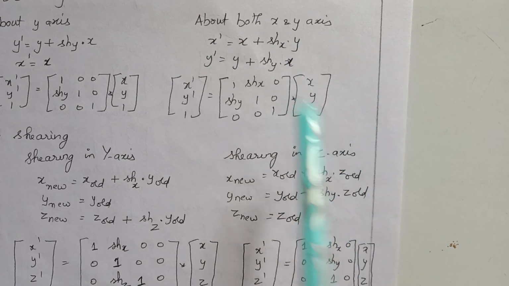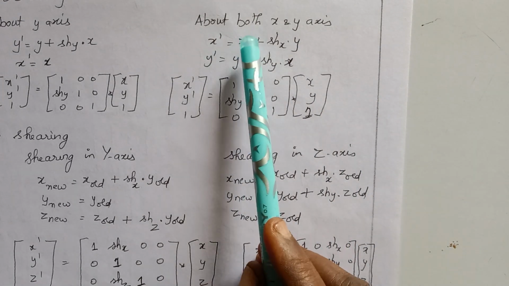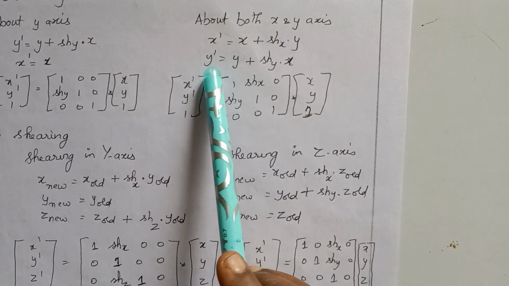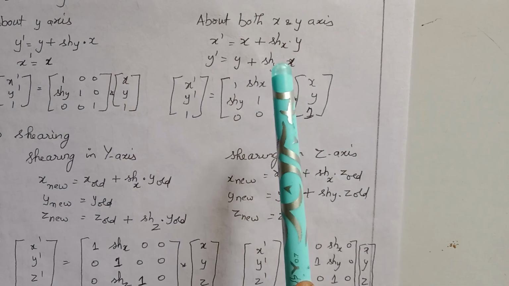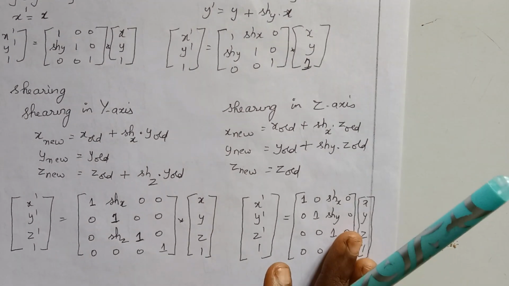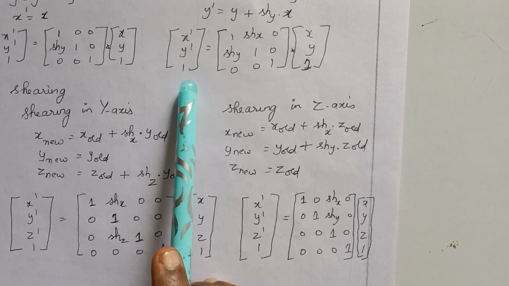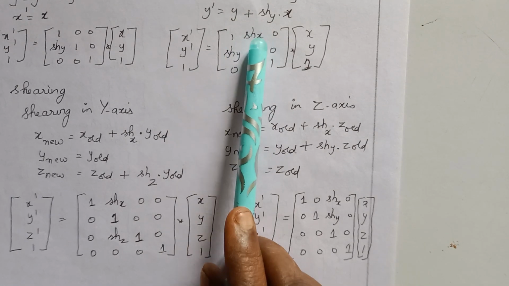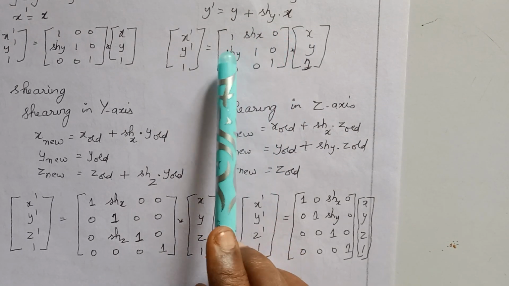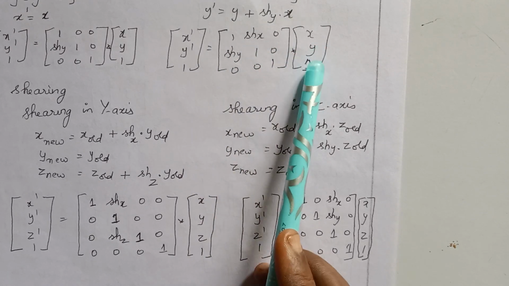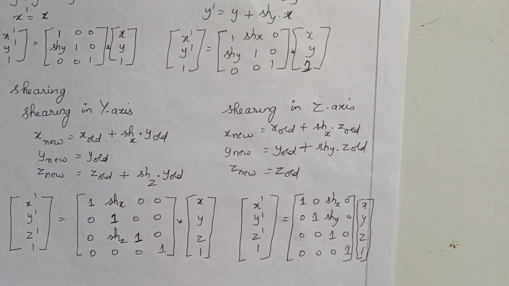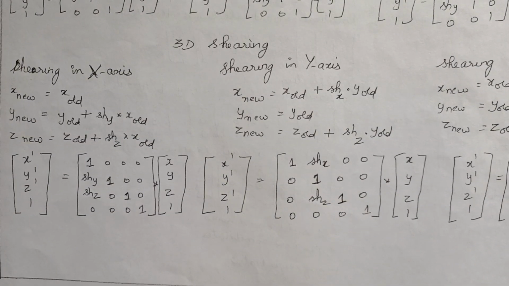Next, about both the x and y axes, x dash will be x plus shx of y, and y dash will be y plus shy of x. So here the values will be: x dash, y dash, 1 equals the matrix 1, shx, 0; shy, 1, 0; 0, 0, 1, multiplied by x, y and 1. Similarly, make a note of the 3D shearing.